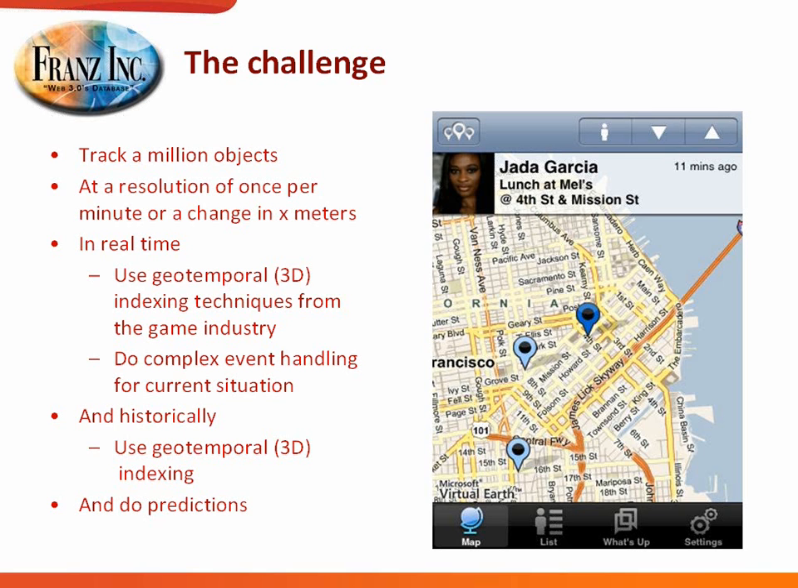And the challenge that you have with moving objects in any database, including an RDF database, is you, in theory, want to track millions of objects at a resolution of once per minute, or say for every change in so many meters. And you need to do it in real time because you want to be able instantly to use rules to look at current configurations in your data and take actions, for example, in the telecom service or with ships. But you also want to store all your data, possibly not all your data because it might be too much, but most of your data, and then later on do analysis on where ships went, where birds went, etc., etc. And you want to do even predictions.